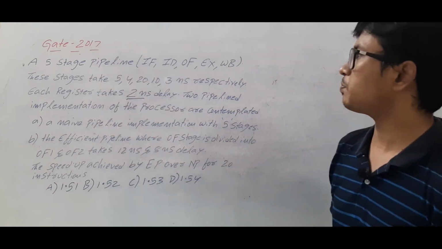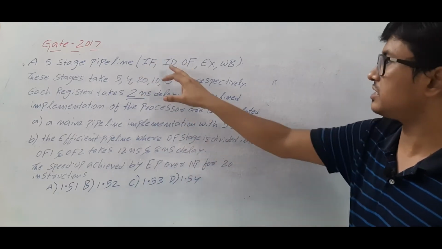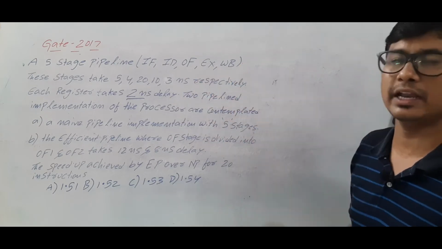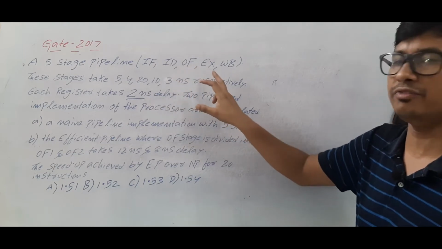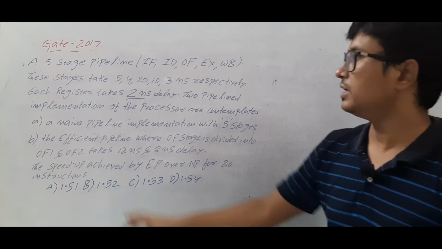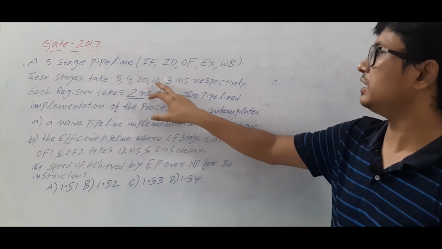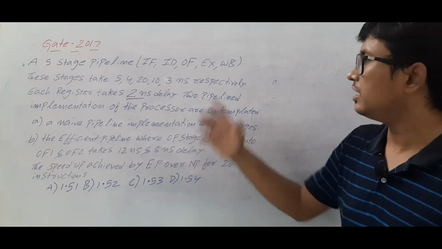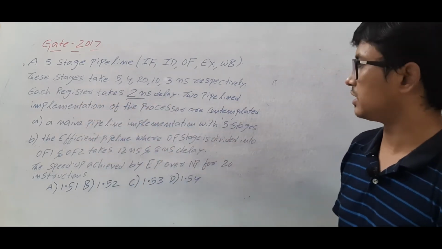A 5-stage pipeline consists of 5 stages as instruction fetch, instruction decode, operand fetch, execute and write back. I have written them as shortcuts: IF, ID, OF, EX and WB. These stages take 5, 4, 20, 10 and 3 nanoseconds respectively. So each stage is taking a different delay. Each register takes 2 nanoseconds delay.